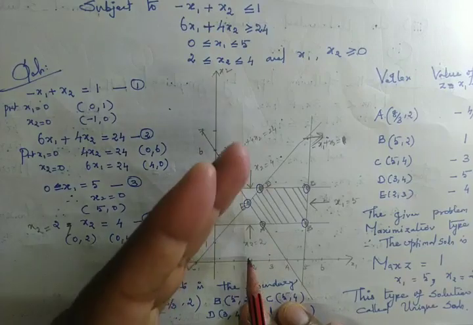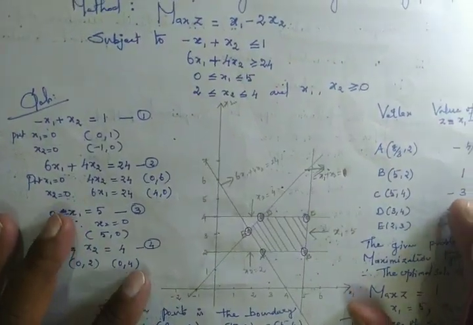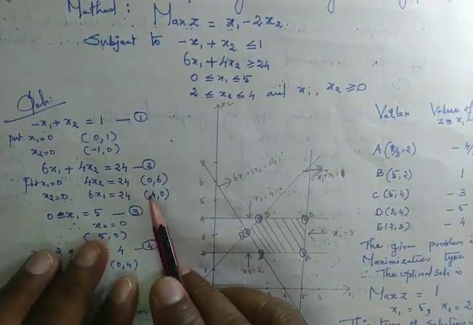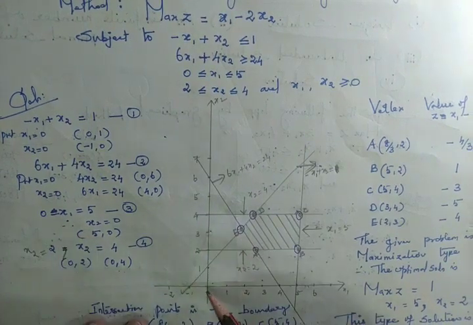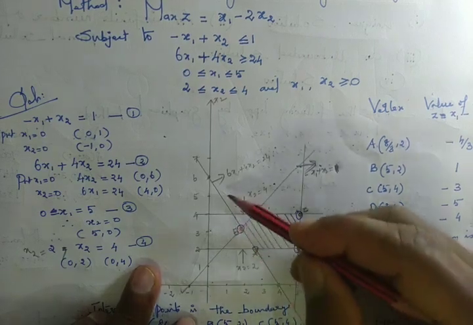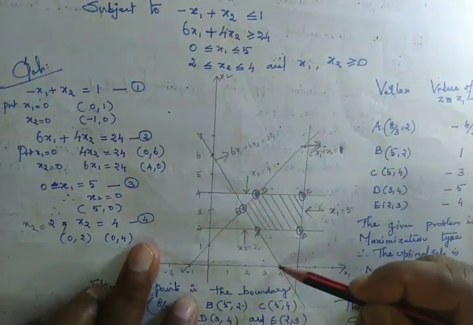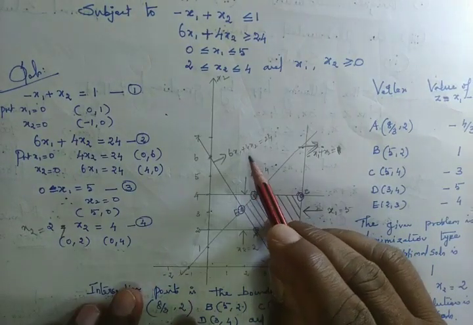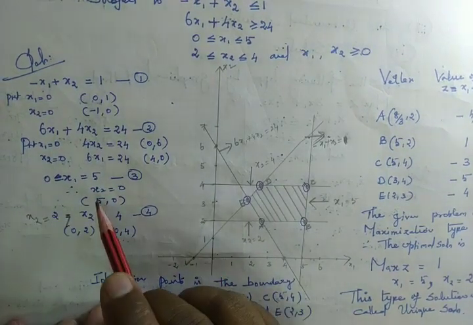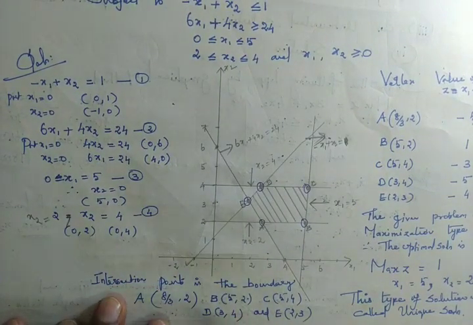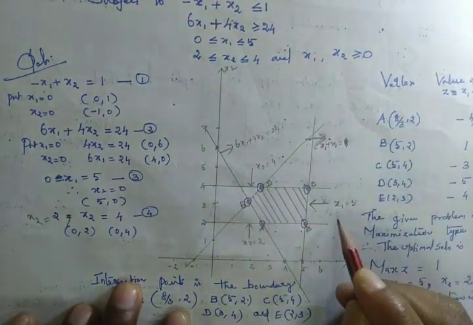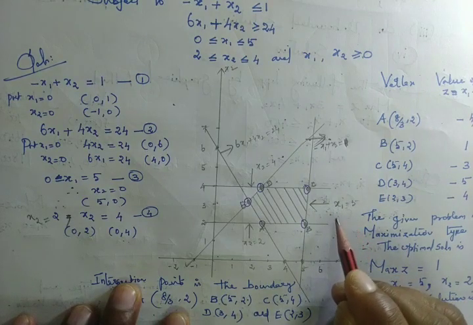So first we will plot the points in the graph, then I will explain about that less than, greater than part. The second equation whose set of points is 0, 6 and 4, 0. By joining these 2 points, you are getting one line equation like this. This is the line equation of 6x1 plus 4x2 equal to 24. And the third constraint has only one point, 5, 0. This is one straight line, x1 equal to 5.